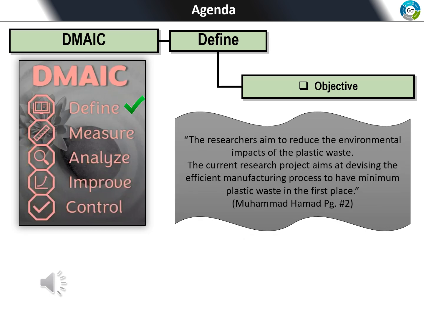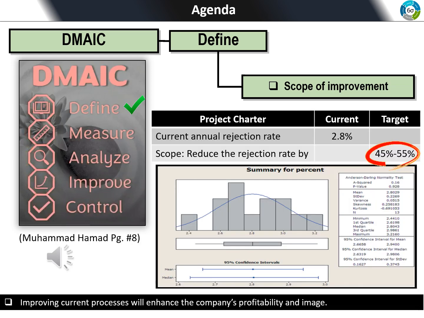Objective: the researchers aim to reduce the environmental impact of the plastic waste. The current research project aims at devising an efficient manufacturing process to have minimum plastic waste in the first place. Scope of improvement: current annual rejection rate is at 2.8. The scope is to reduce the rejection rate by 45% to 55%. Improving current processes will enhance the company's profitability and image.